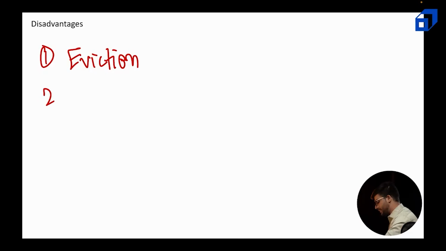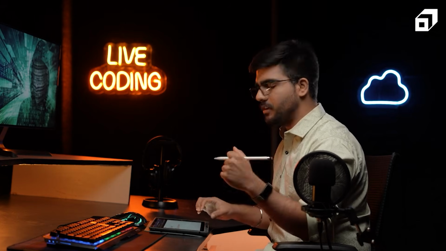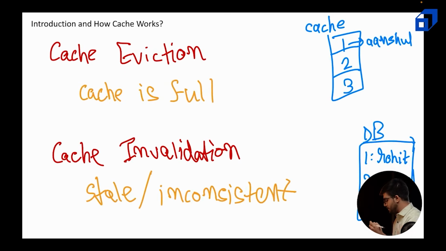The second disadvantage is data inconsistency, which we also discussed earlier. If something is updated in the database, we want the fresh information to be available in the cache, or we don't want that information to be available in the cache at all. We cannot risk that. If you remember the previous example, we updated 1 from Aanshul to Rohit. Now if someone asks the cache, give me the value corresponding to 1, the cache will return Aanshul itself, which is not the right information. So we need to avoid those data risks.